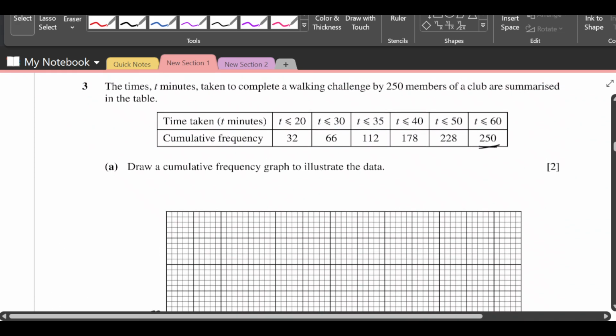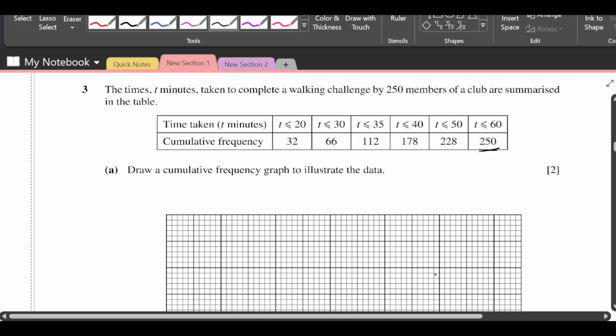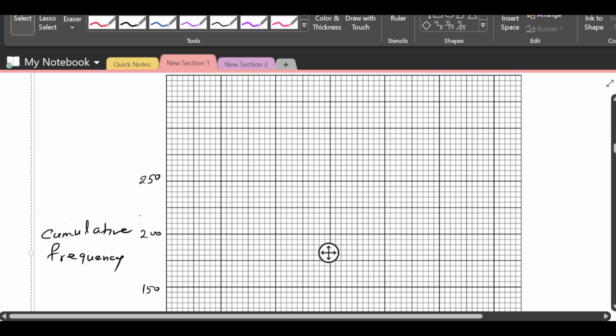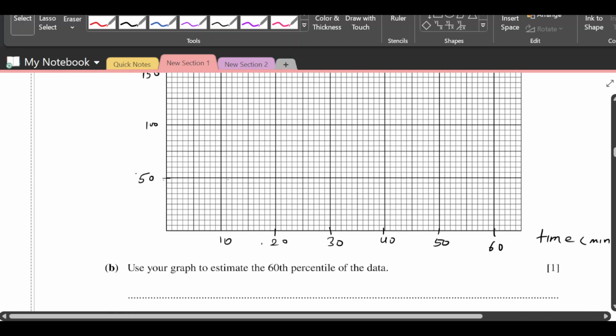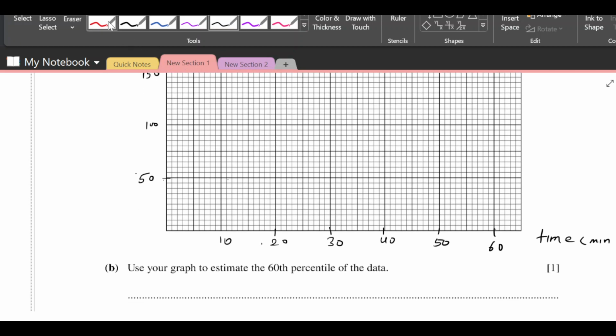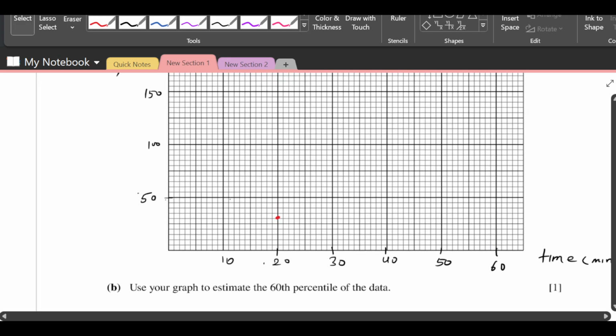Now up to 20, the cumulative frequency is 32. So at 20, I will mark 32. So this is 10. Up to 20, it is 32. So this is 50. 10 divisions are 50, so each division is a 5. So 5 sixes are 30. So somewhere here, I have 1 point.